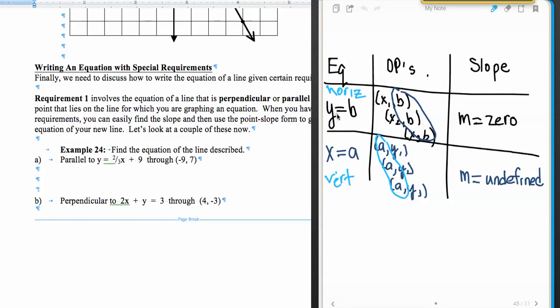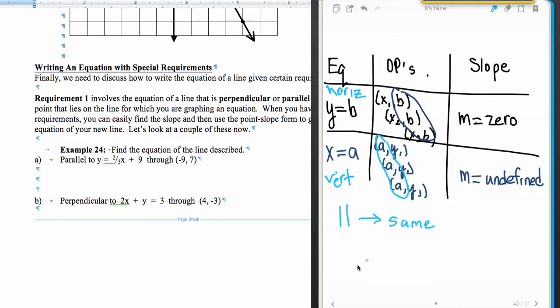Remember, an equation for a horizontal line looks like y equals b. In every y position in the ordered pairs on a horizontal line, you'll see the same number. Slopes will be 0. Vertical lines, x equals a. In the x position of every ordered pair on a vertical line, you'll see that a, and the vertical line's slope is undefined.